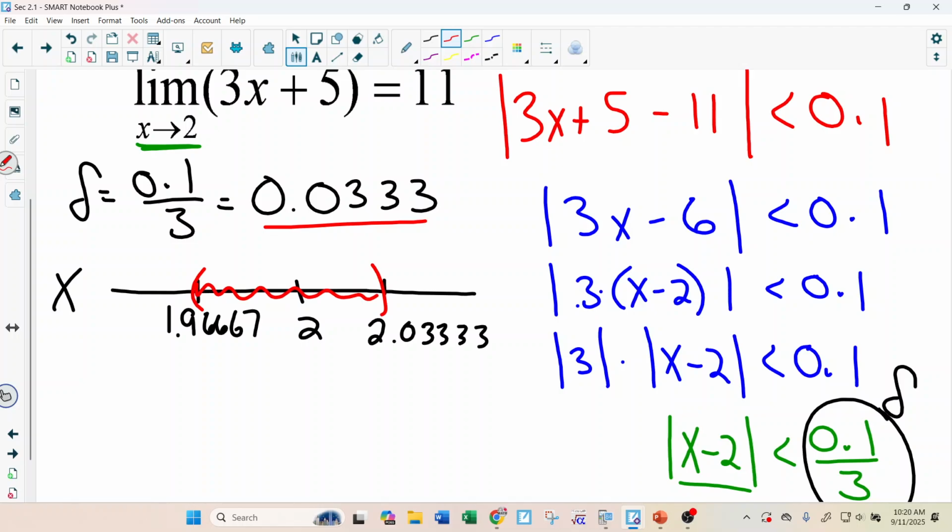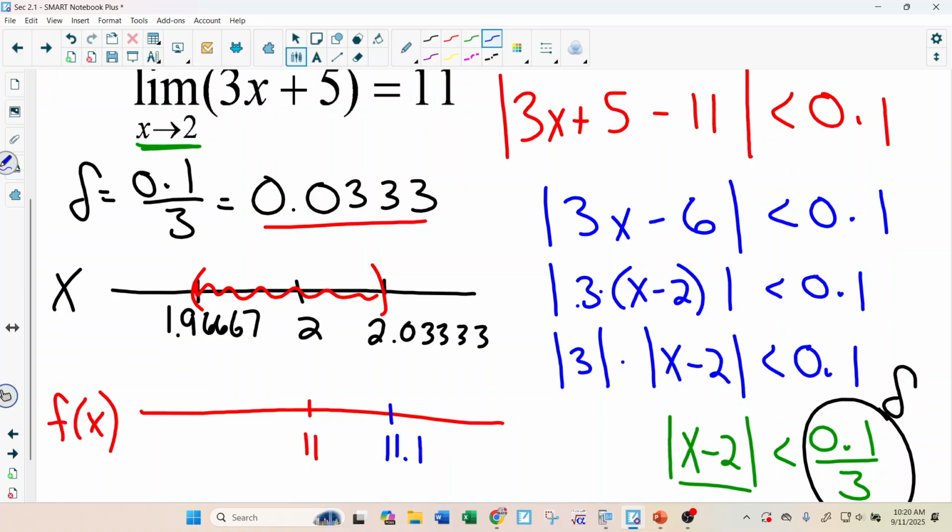Now, if we consider f of x, and we said f of x is equal to 11, and I take 3 times, I get 11.1. And 10.9. All right, so let's see if we can understand the big picture. We did a whole bunch of calculations just to understand. We're not going to actually do this a lot. I'm just trying to get you to understand what's going on.